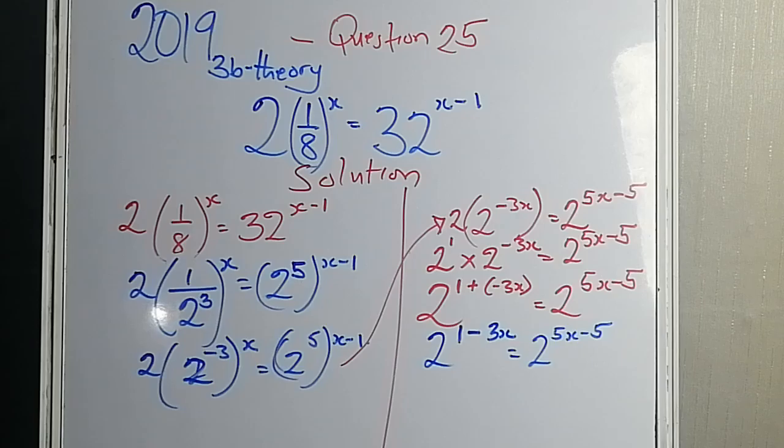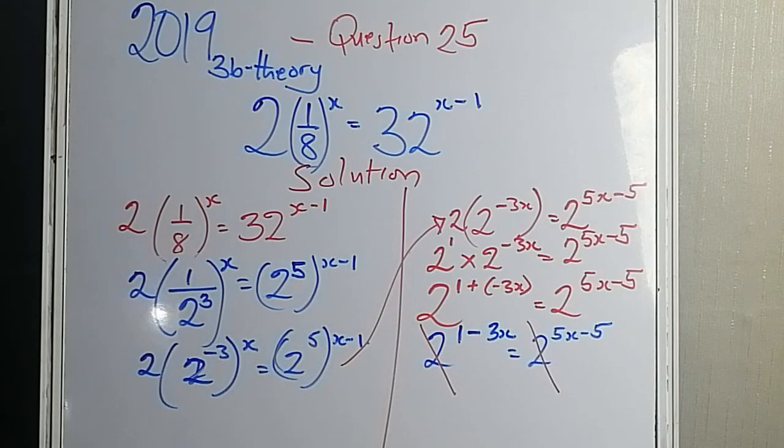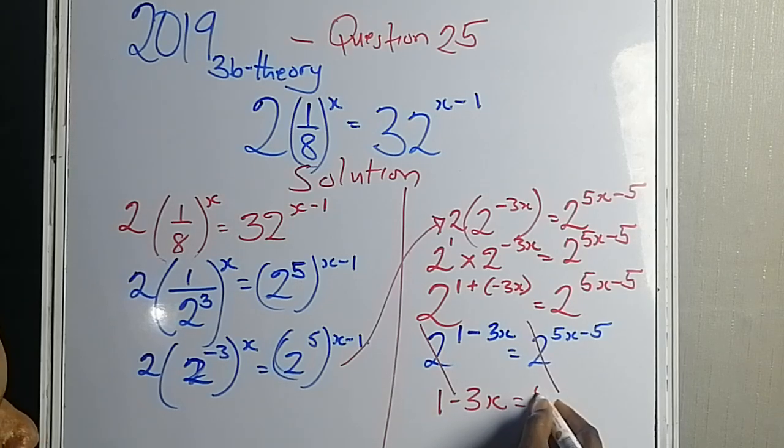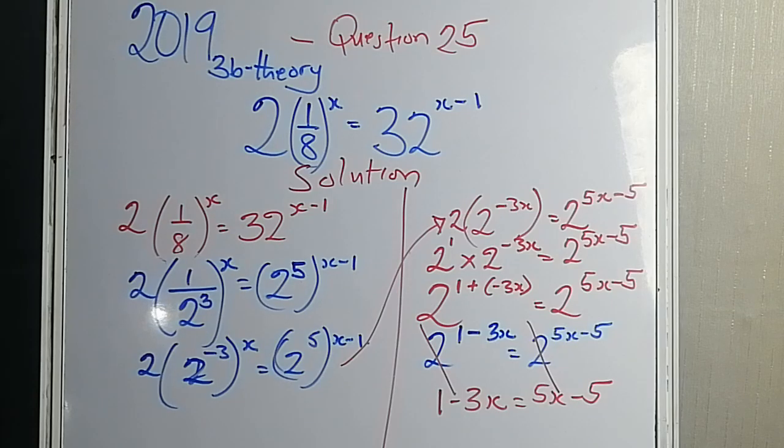What do we do? We cancel the base and bring down the power. That's 1 minus 3x equals 5x minus 5. It's as simple as that. Now, bring all the x terms together, and bring all the terms with no x together. The ones that have no x are 1 and 5.